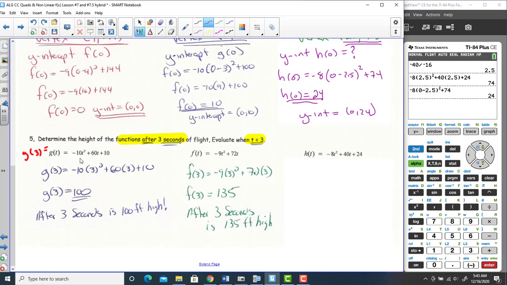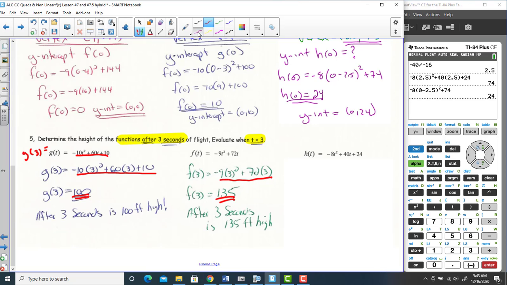If you substituted that in algebraically in place of t in standard form for Go Far, you'd have to evaluate. You could just put that on your home screen and hit enter when t equals 3. And you'd find out that it reaches 100 feet. That happened to be the vertex of Go Far, and we kind of knew that already. Frightful Flight at time 3 is still on its way up. So when you evaluate it at time 3, it reaches 135 feet.